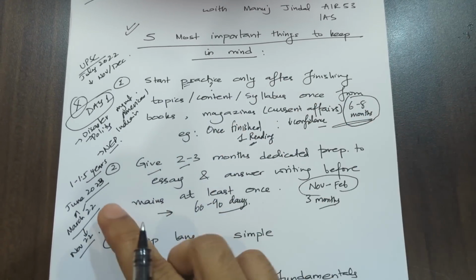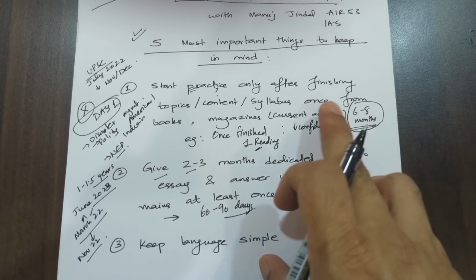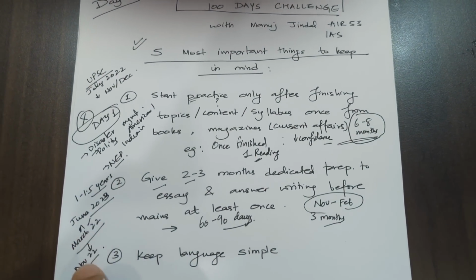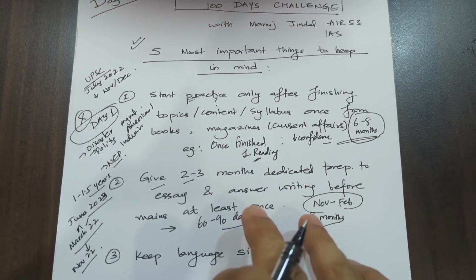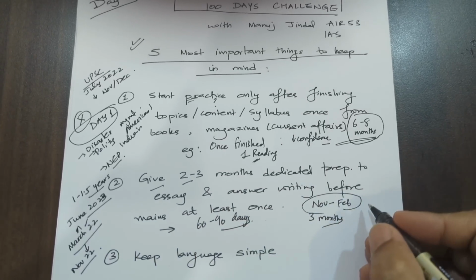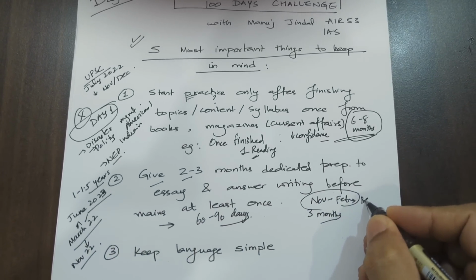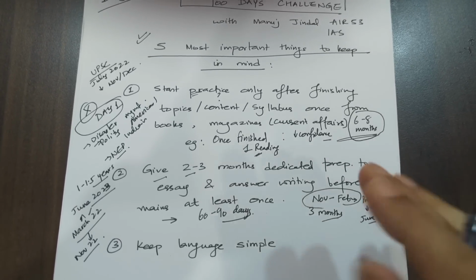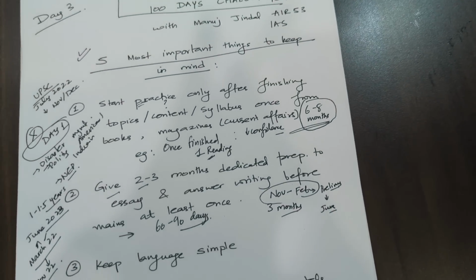You will revise whatever you've studied for 6 to 8 months here in the initial stage from March till November. Whatever you've studied, you're going to revise it and you're going to write about it. You're going to practice in these 3 months. And once February comes, you will start preparing for prelims dedicatedly, because in June, prelims are there. So you need at least 3 to 4 months dedicated preparation for prelims.